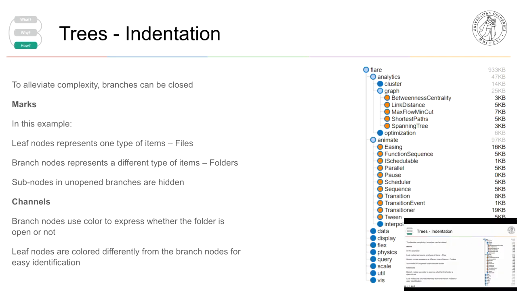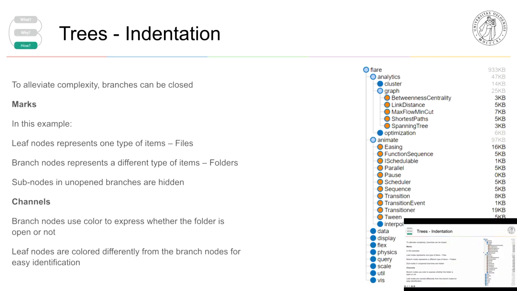So here we have an example. And this type of tree is usually what you would see in your IDE, right? So in this example, you have files and folders. The leaf nodes are representing one type of items, so in this example, it would be files. And the branch nodes represent a different type of item, and in this example, it's folders. And in an indentation tree, the subnodes in an unopened branch are hidden.